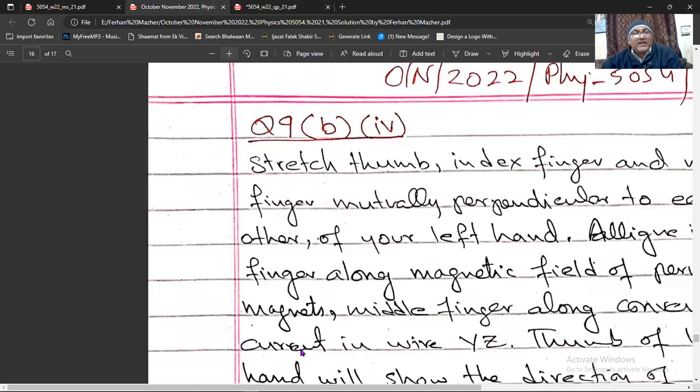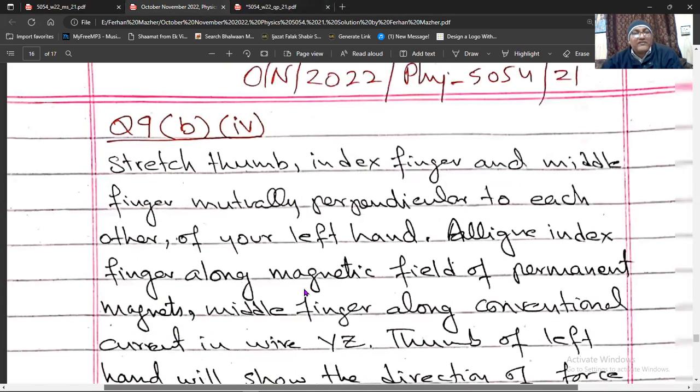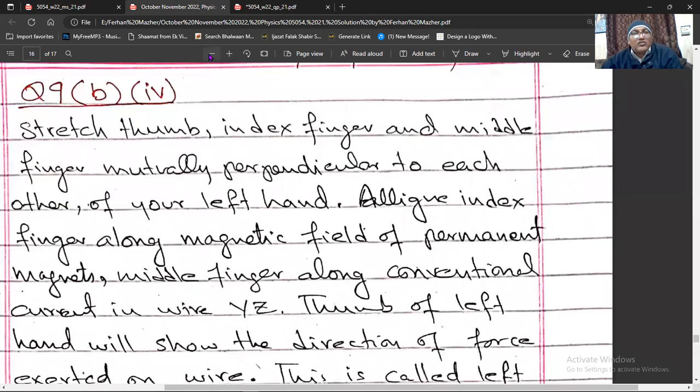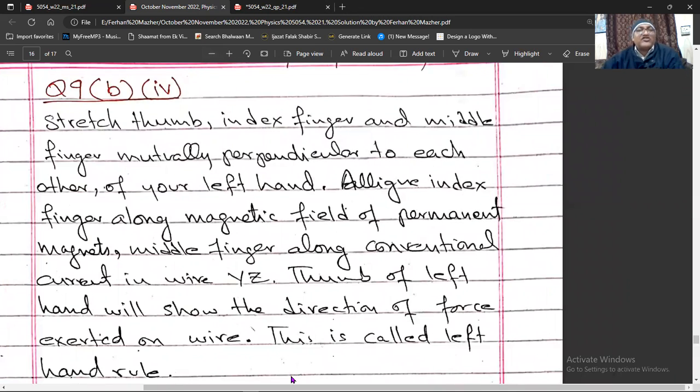So let me show you my solution, the answer which I have written. So here we go. Stretch thumb, index finger, and middle finger mutually perpendicular to each other of your left hand. Align index finger along the magnetic field of permanent magnets, middle finger along conventional current in the wire YZ. Thumb of left hand will show the direction of force exerted on the current carrying wire. This is called Fleming's left hand rule.